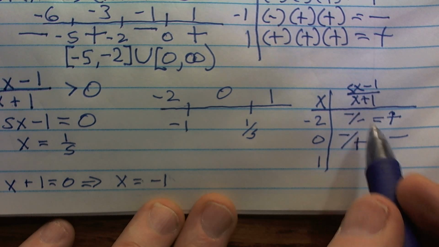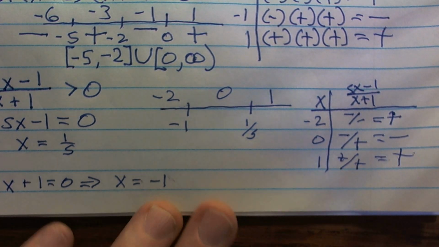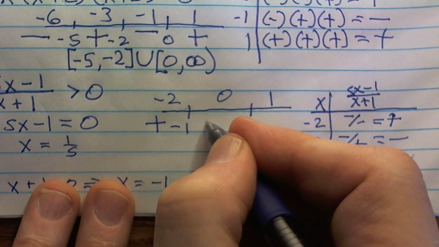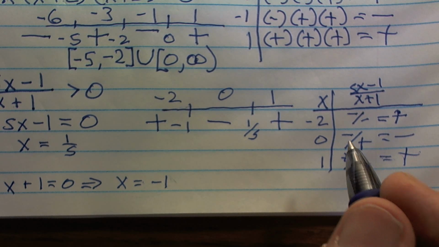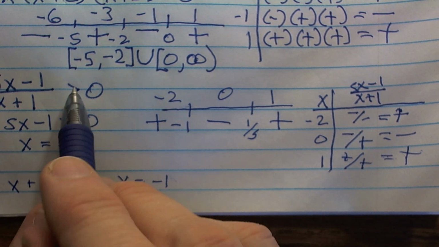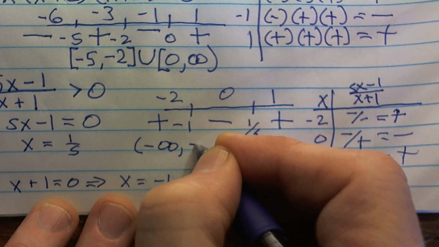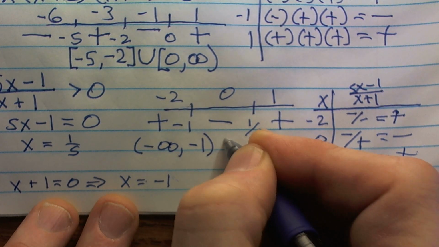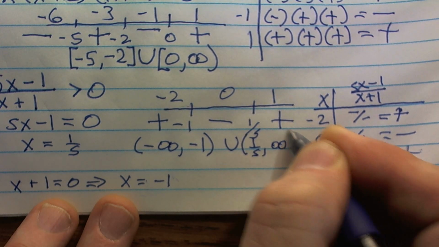And what about a 1? Well, I get positive on top and bottom. So here's the way it goes. It goes positive, negative, positive for this one. Okay. And we want where it's greater than 0. So it's going to be -infinity to -1, unioned with 1/5 to infinity.